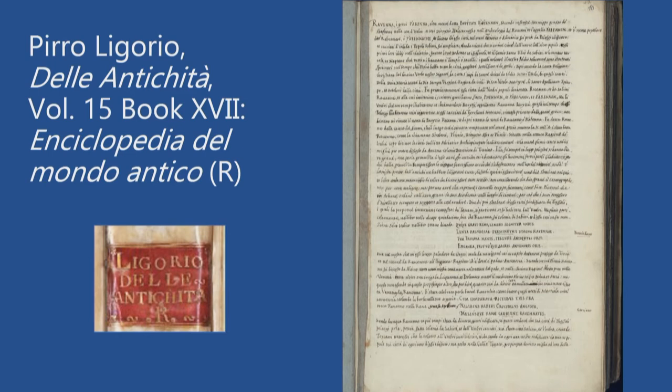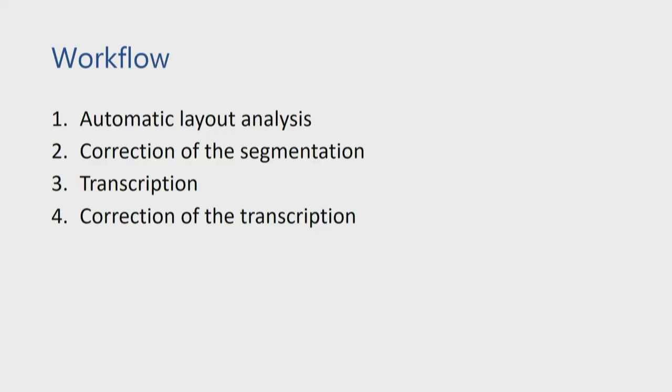the decision was to start working on a small set of pages that constitute the entry of Ravenna, a city in Italy, 25 pages in total. This helped define and test the transcription criteria and the correct workflow, which is characterized by four steps: automatic layout analysis, correction of the segmentation, transcription, correction of the transcription.